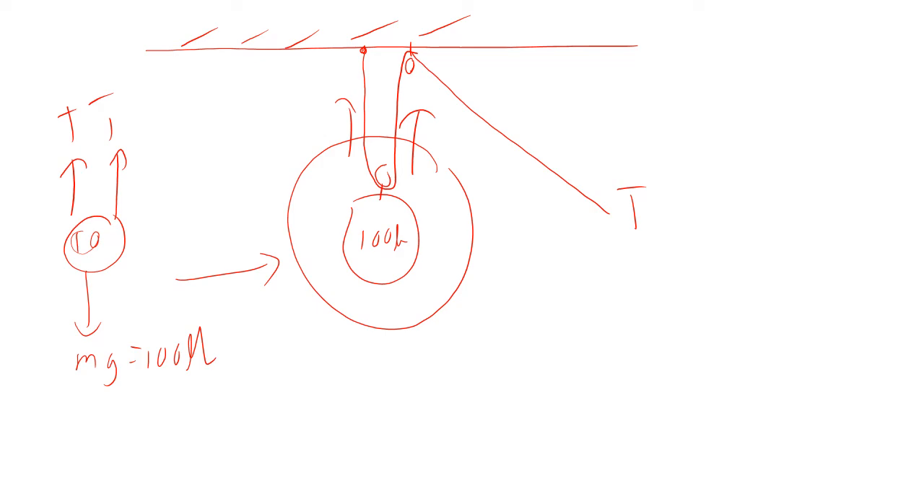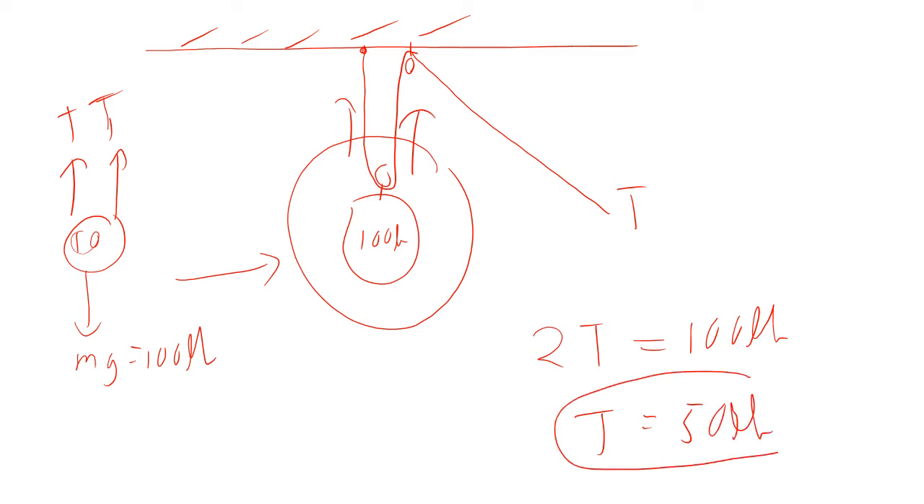Now, again, the politician's too stupid to notice it's all the same thing. Okay, so what we do is we look at it and say there's two tensions pulling up, and we have to know they're equal. So 2T pulling up has to balance 100 pounds. So tension is 50 pounds. Okay, so we got 50 pounds.